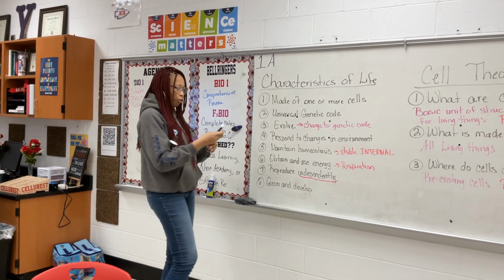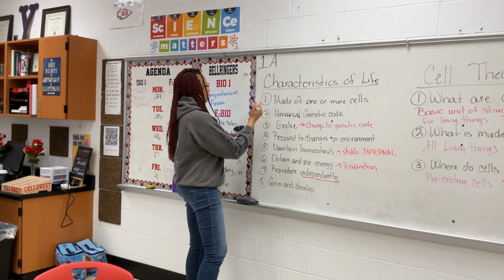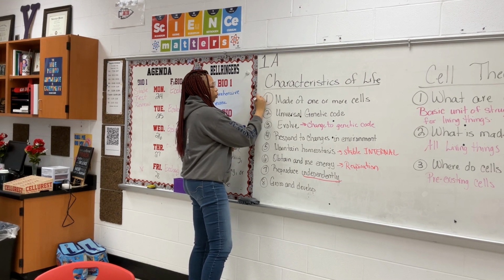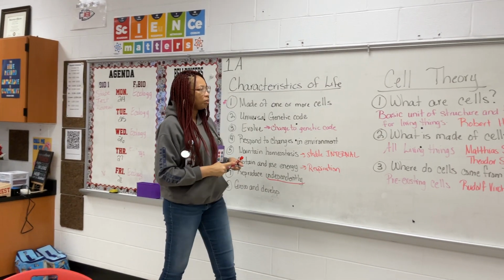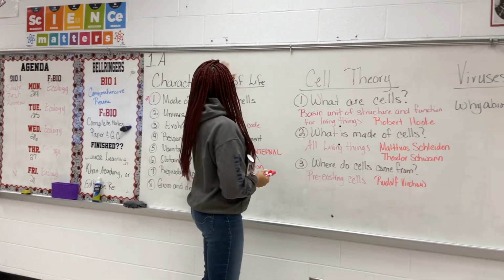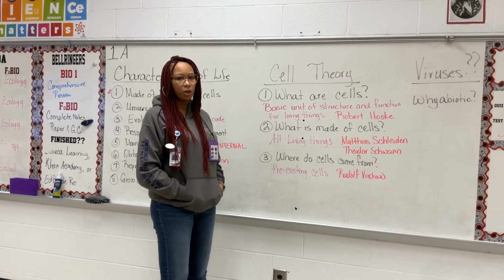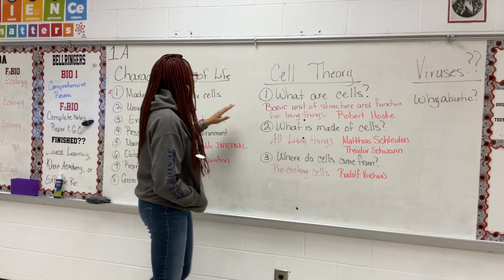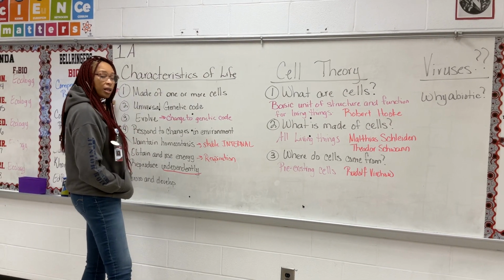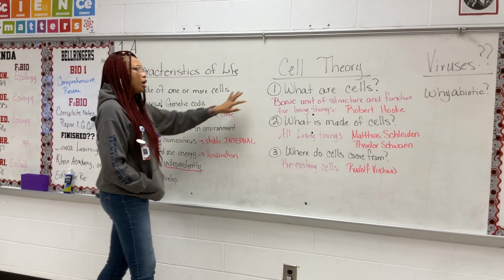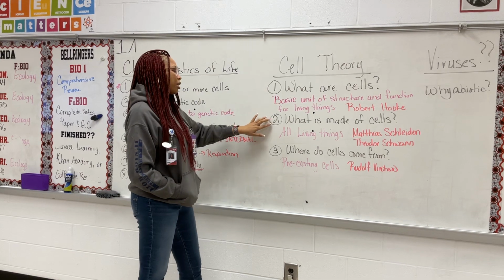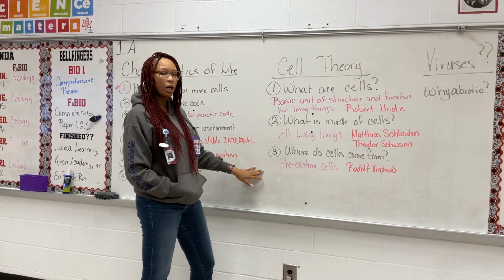Now, as I said before, the first and most important one is that you must be made of one or more cells. That brings us to the second part of 1A, which is the cell theory. The cell theory is going to answer 3 questions. The first question is, what are cells? Since the most important thing to be classified as living is to be made of one or more cells, then what are cells? What are the things that are made of cells, and where do cells come from?